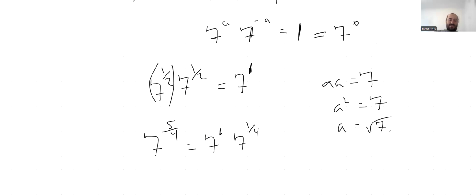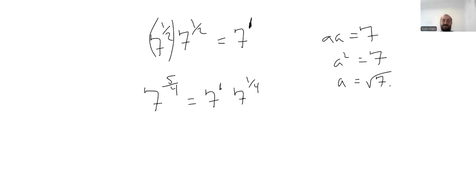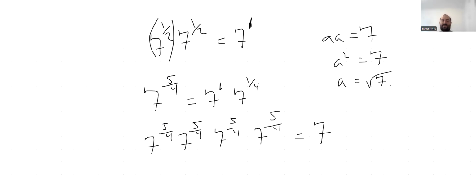And if I were to do this 4 times, let's think about that. 7 to the 5/4, 7 to the 5/4, 7 to the 5/4, and 7 to the 5/4. So I must be multiplying by 7 once, 4 times, and then multiplying by 7 1/4 of a time, also 4 times, because they're all interchangeable, right? So like 7 to the 1, 7 to the 1/4, we could switch places, right? That's how multiplication works. It's commutative.